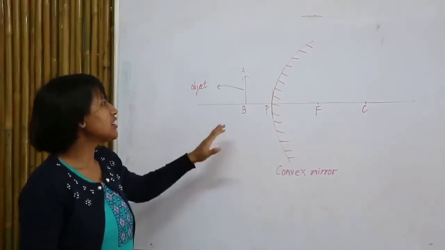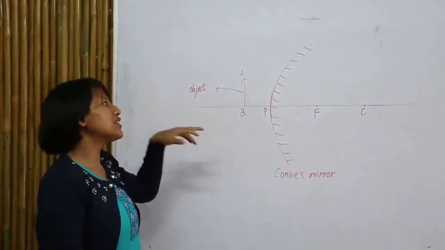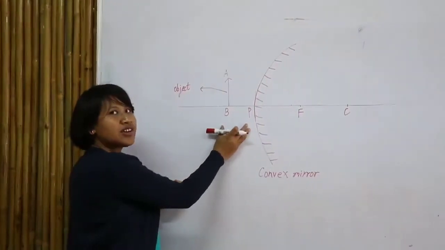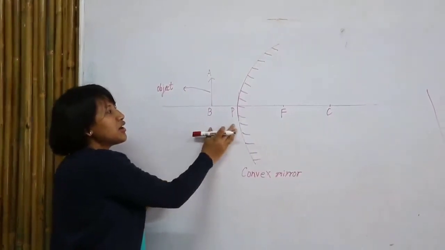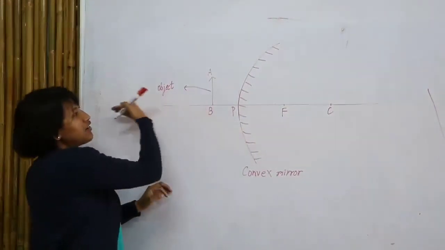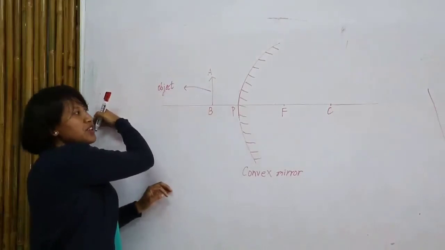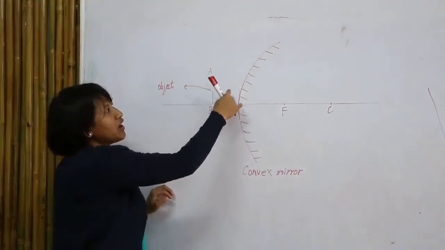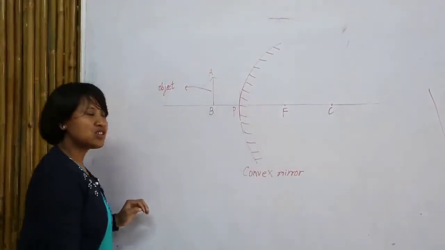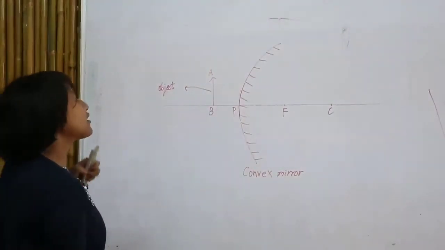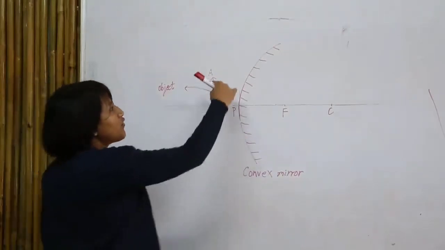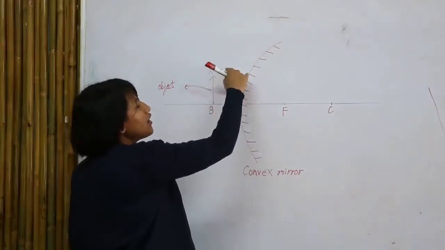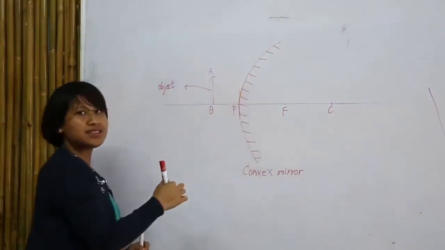So to illustrate this with the help of a ray diagram, I have placed the object near the pole. Actually, at infinity it will be very, very diminished, but when it is near the pole, now we'll try to see what happens to the image. Now, just like in the case of concave mirror, from this point O, a ray of light which is parallel to the principal axis is drawn.